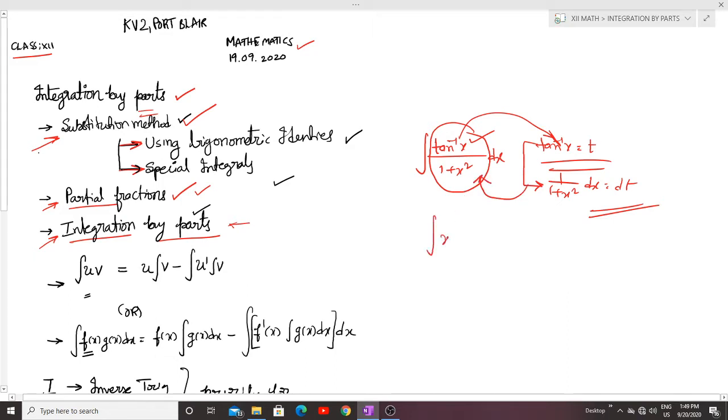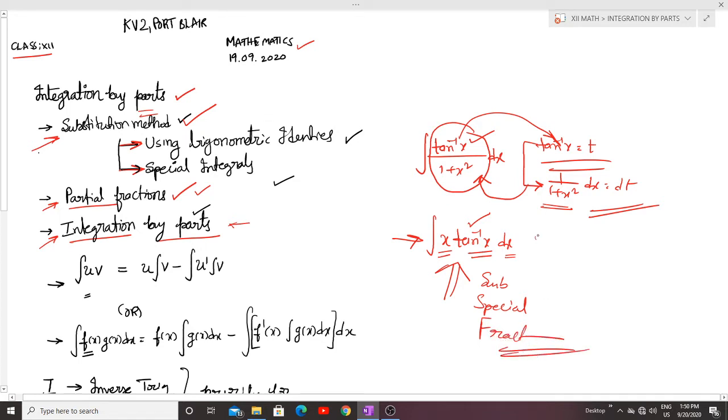For example, if I take x into tan inverse x into dx, and take x is equal to t, then 1 into dx, there is no change. If I take tan inverse x is equal to t, the derivative of tan inverse x is 1 by 1 plus x square, again there is no change. That means here I have to think about an alternate method. This problem belongs neither to the substitution method, nor to special integrals, nor to partial fractions. So we have to use a different method, integration by parts, and for this we should follow some formula.